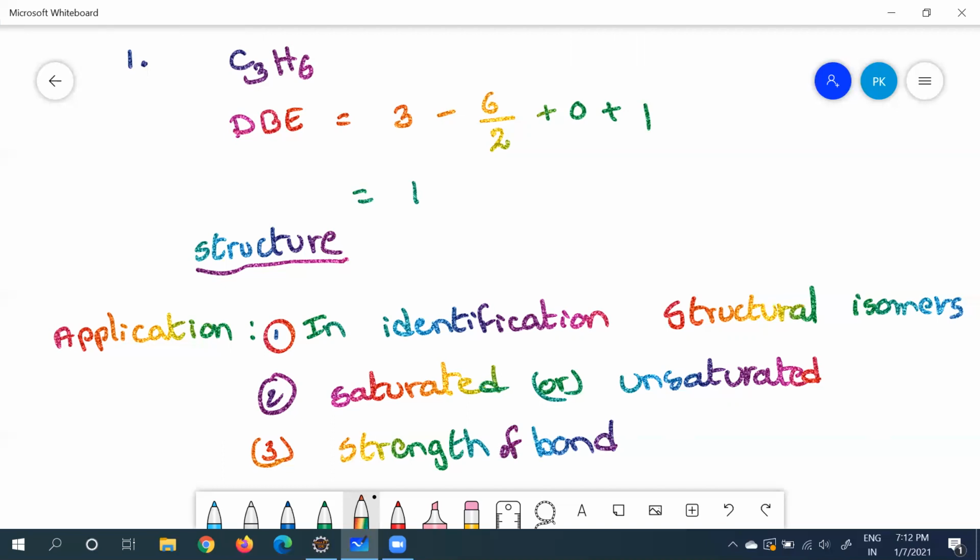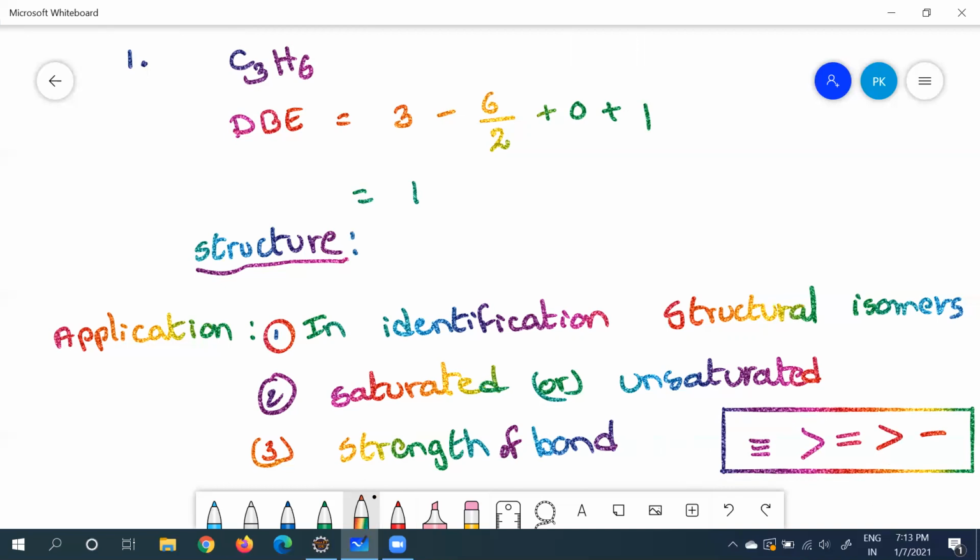If it has only single bonds, you can break the bonds easily. If it has a double bond, what is the strength of the bond, students? Triple bond is stronger than double bond, followed by single bond. Because in this case you need to break 3 bonds, here only 2 bonds, here a single bond. So these are all the applications of DBE. Clear? Now tell me what are the structures of this one. We got only 1, that means one double bond or one ring may be present. So try to write the structure here, students. So one double bond, right?